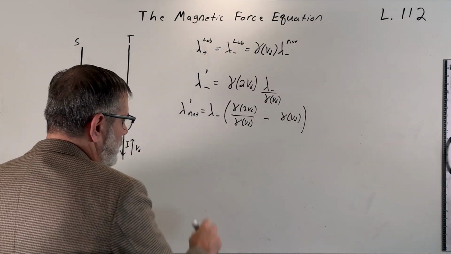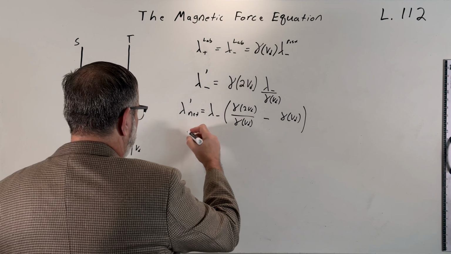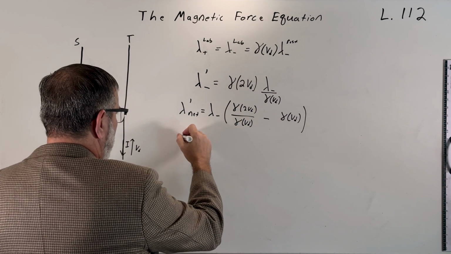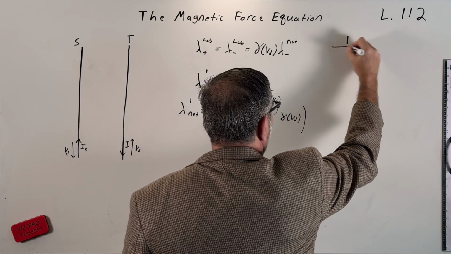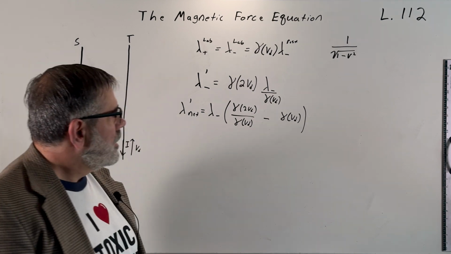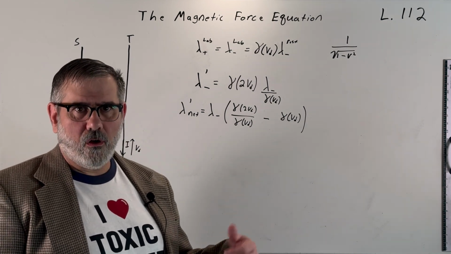We'll use some binomial approximations, one in particular. So if we expand what these gamma factors are, let me write that over here. So 1 over the square root of 1 minus v squared, where, remember, we're allowing c to be equal to 1, so our velocity v is always less than 1.